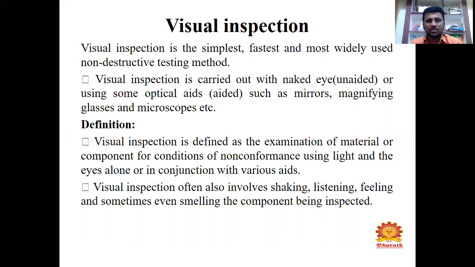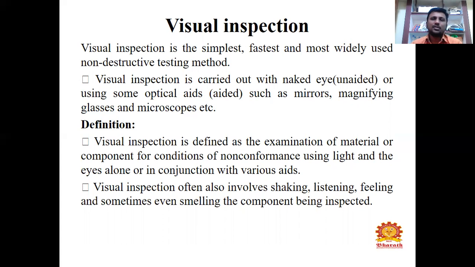So visual inspection has two types. One is aided, another one is unaided. If you are using mirrors, magnifying glasses, or a microscope, that is called aided. If you are seeing directly with the naked eye, that is called unaided.